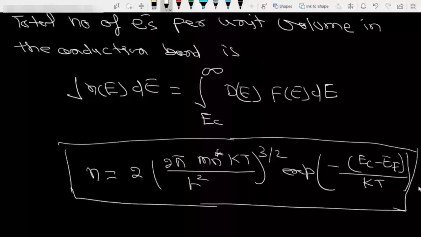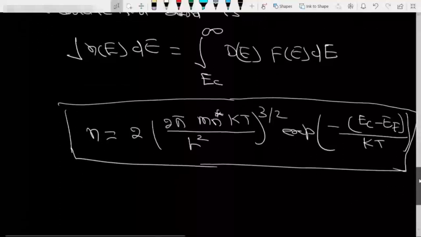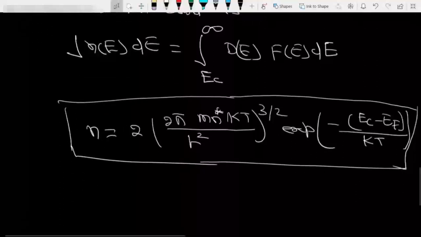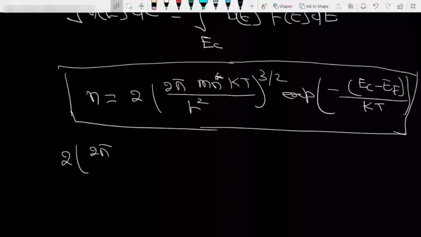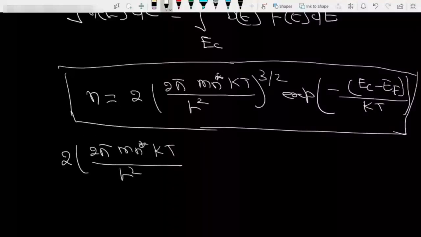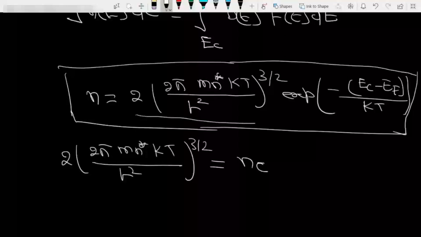And please try to solve this equation. You can see the solution of this equation in SOP Live and other books. You have to make some assumptions for solving this equation, and you have to also use the gamma function to solve this equation. And if we put this factor 2 into (2 pi mn* kT by h square) to the power 3 by 2 equal to nc, because we have to write this equation many times, so simply we put this number nc instead, and here mn* is the effective mass of the electron.